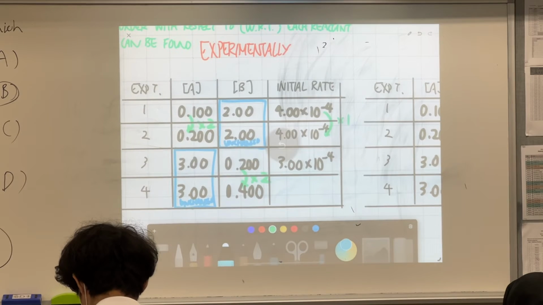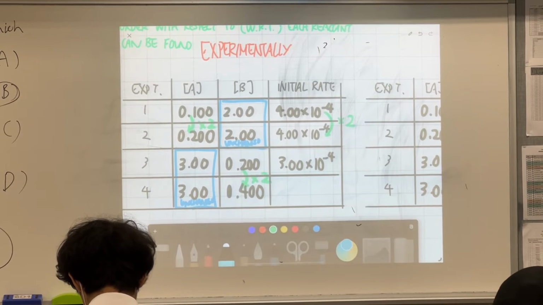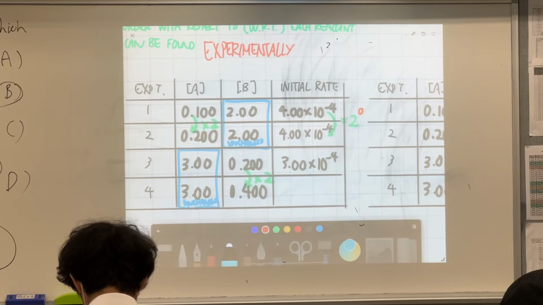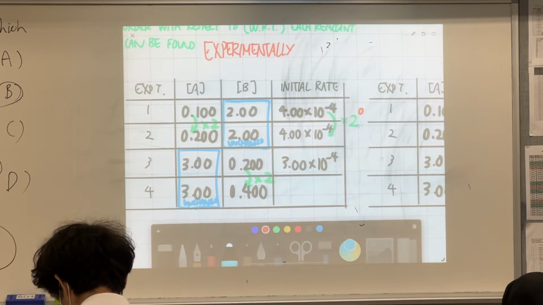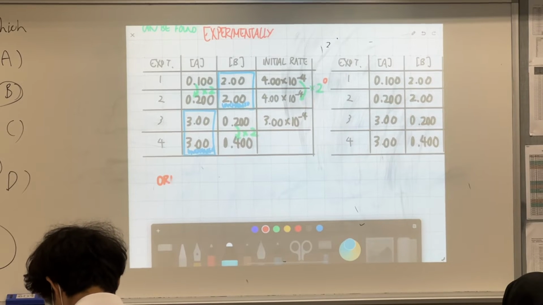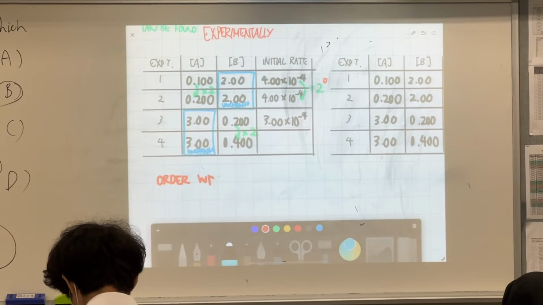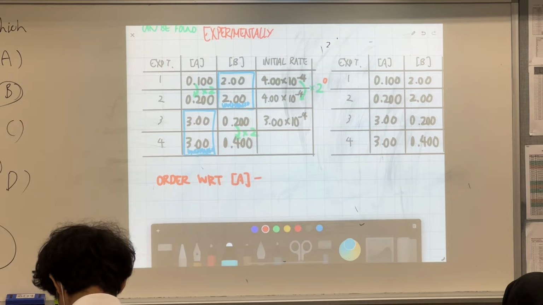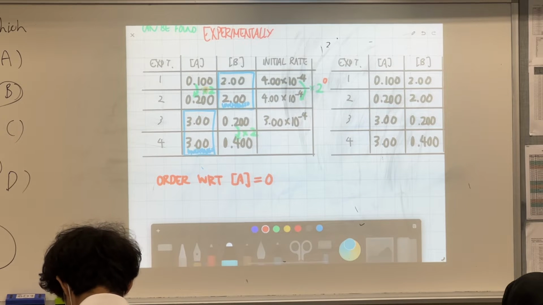And what does times 1 mean? Times 1 means 2 to the power of 0, right? 2 to the power of 0 means 1. So you can verify that. That means the order with respect to A will be 0, because no matter how we change the concentration, the rate remains unchanged.